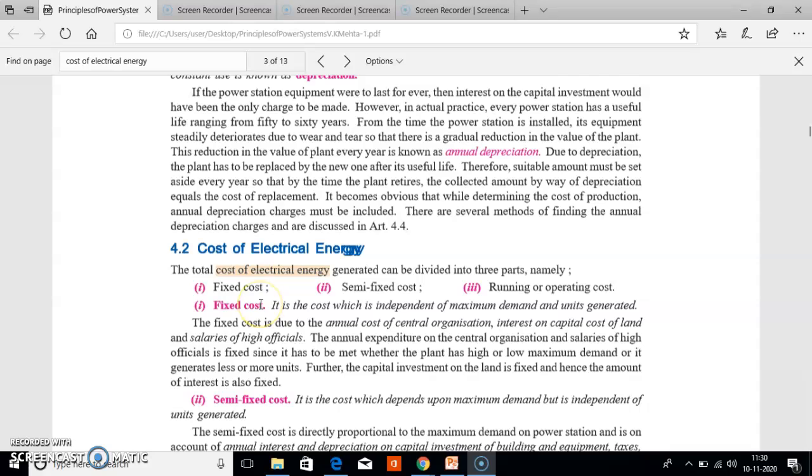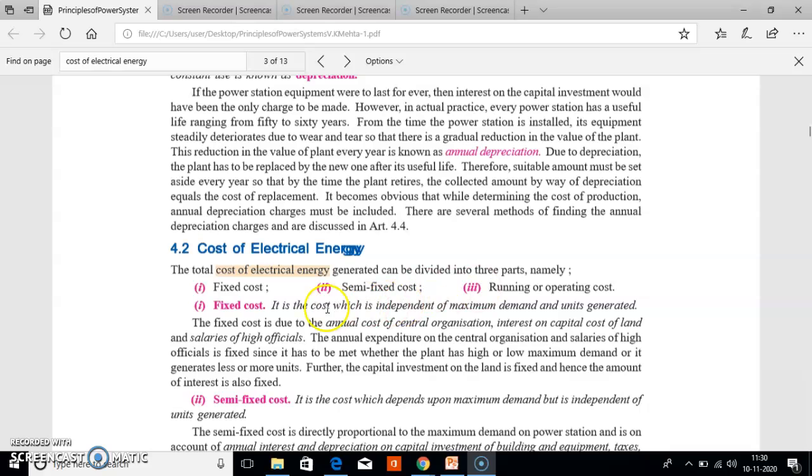In this video, I will explain the cost of electrical energy. Mainly the cost of electrical energy can be classified into three: fixed cost, semi-fixed cost, and running or operating cost. These three components reflect the electricity bill.